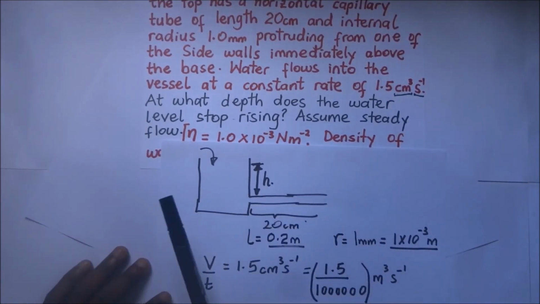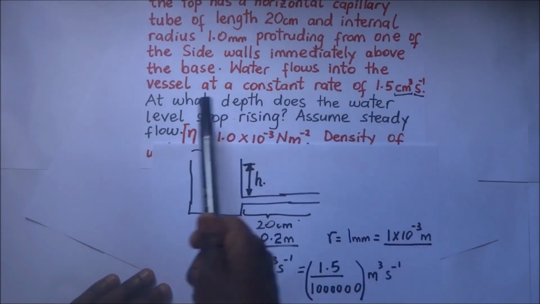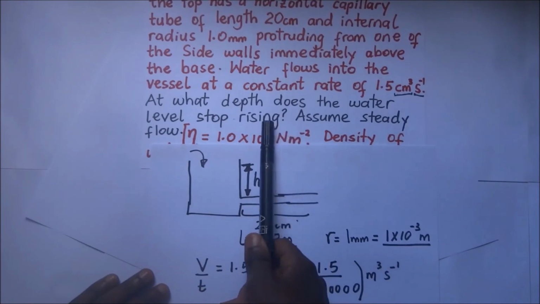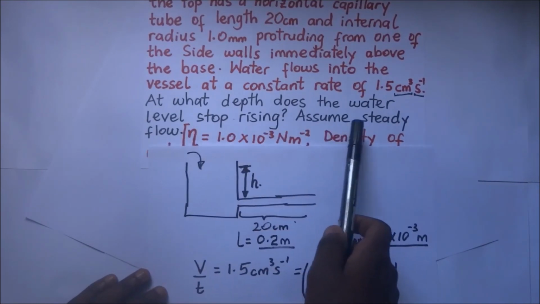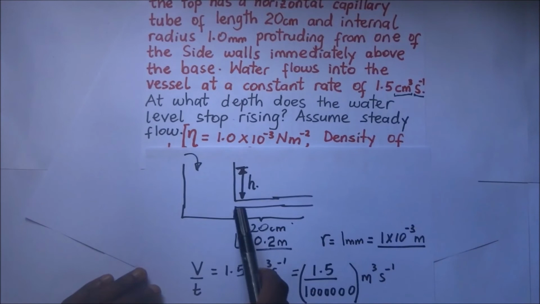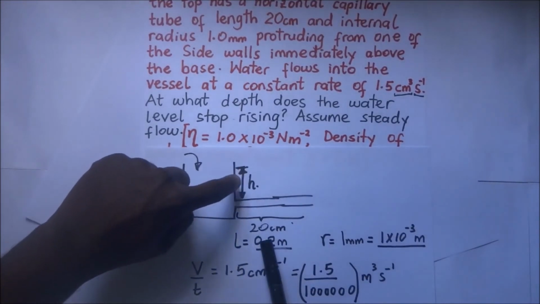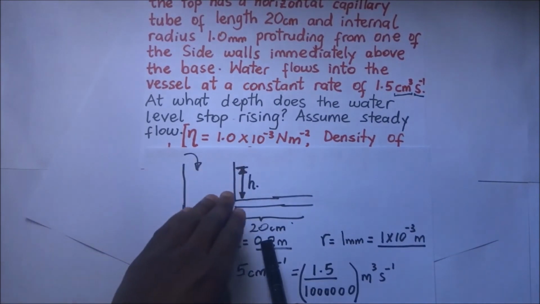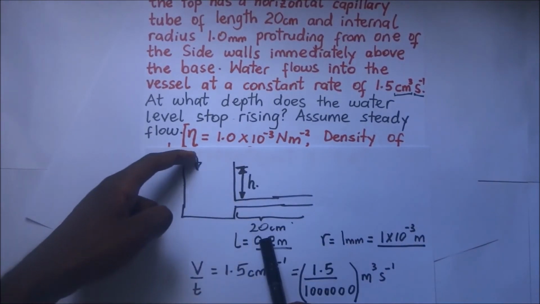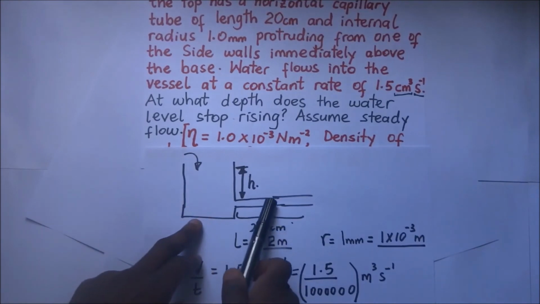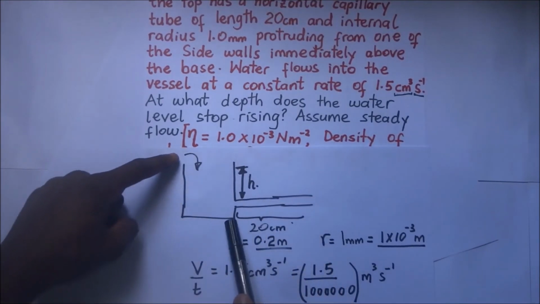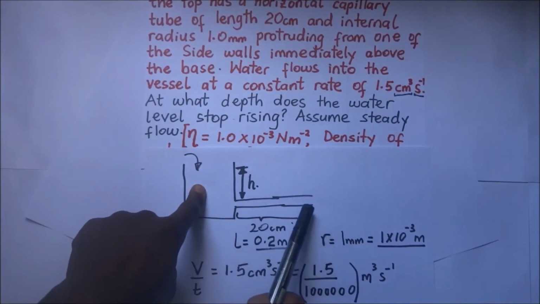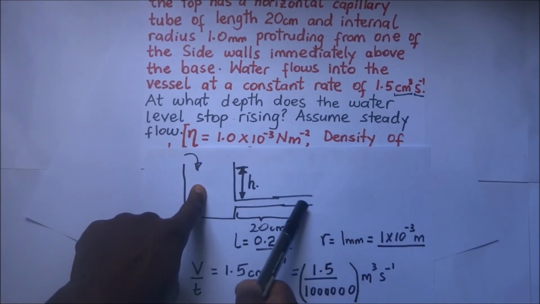This question is asking at what depth does the water level stop rising? Now, assuming steady flow, it means that if this height is to be constant, and the water level is not rising, that would logically mean that the amount of water coming in is the same amount of water going out. In other words, the rate at which water is coming in, the volume flow rate coming in here, is the same volume flow rate going out.